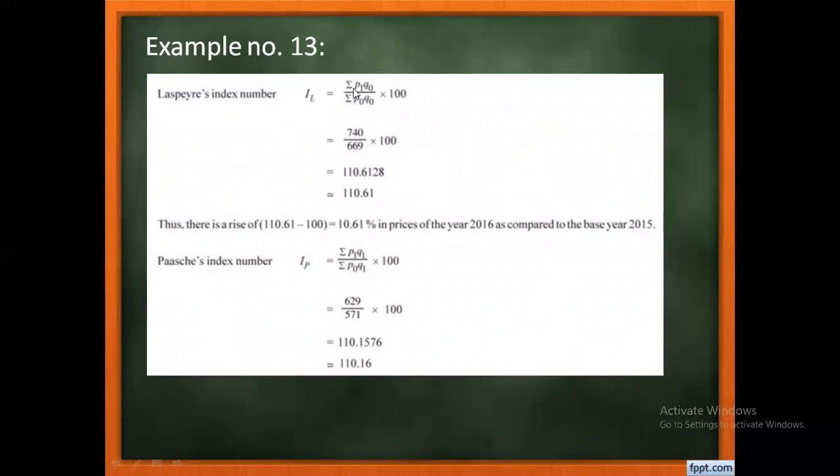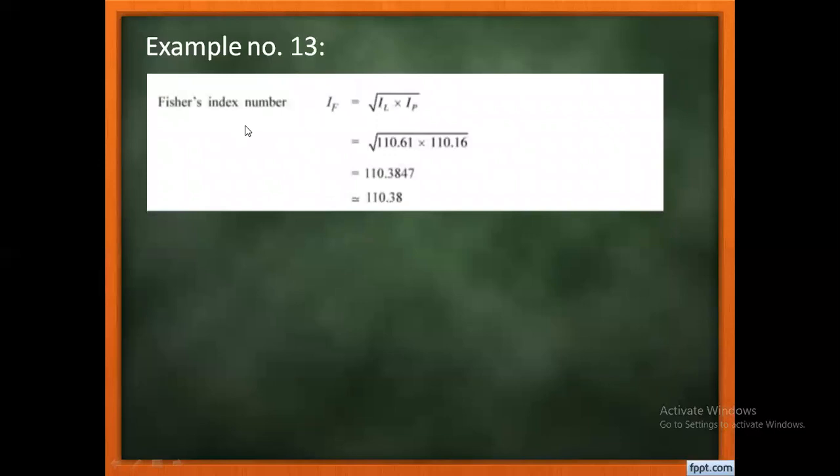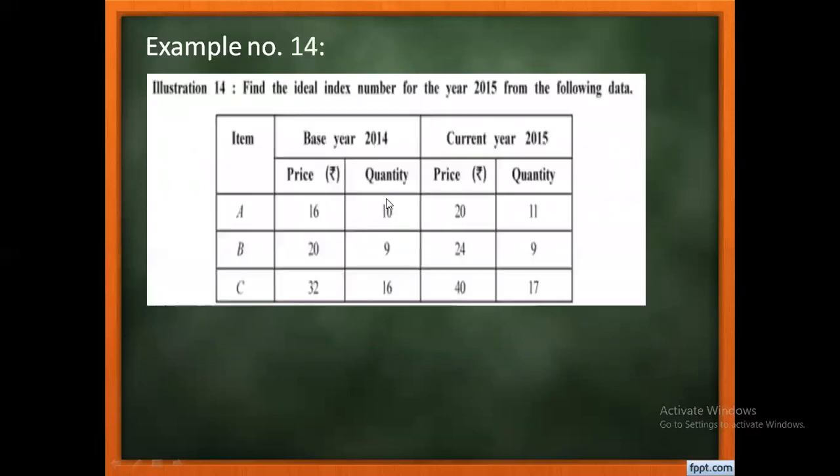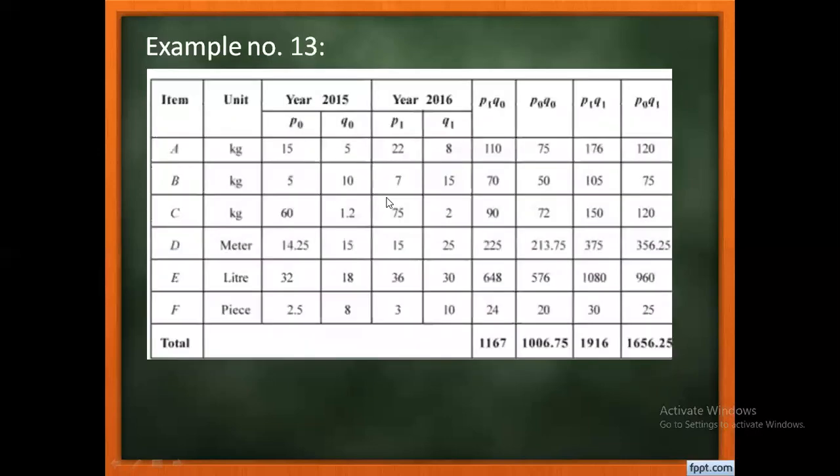Laspeyres index number: sigma P1 Q0 upon sigma P0 Q0 into 100. 740 divided by 669 into 100, 110.61. Paasche's index number: sigma P1 Q1 upon sigma P0 Q1 into 100, 629 upon 571 into 100, 110.16, right? And similarly, Fisher's index number is under root IL into IP, under root 110.61 into 110.16, 110.38. I hope this is clear, right?